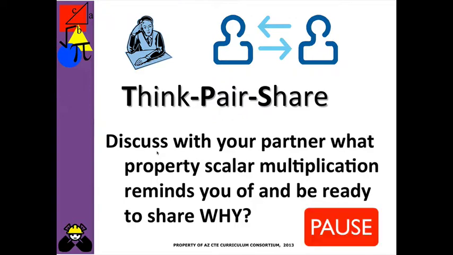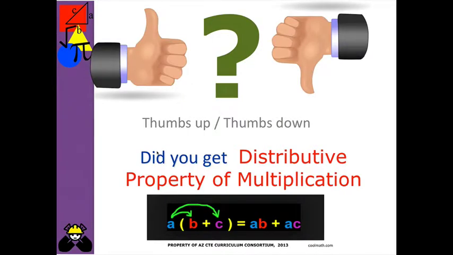So teacher, pause the video, have students discuss, call on non-volunteers, and let's see. Welcome back. Thumbs up or thumbs down, did you decide it was like the distributive property of multiplication? Because we have a number out in front that we multiplied by every term inside the grouping symbol. That's what it reminds me of. So let's hope that was what it reminded you of too.